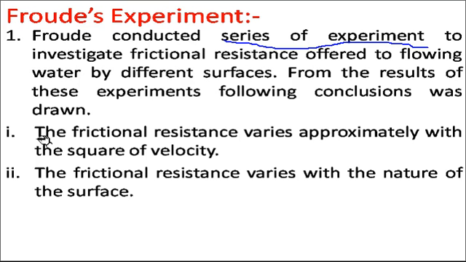The first conclusion was that the frictional resistance varies approximately with the square of velocity. The frictional resistance F varies with the square of the velocity. And the second conclusion which he made is that the frictional resistance varies with the nature of the surface of the pipe.